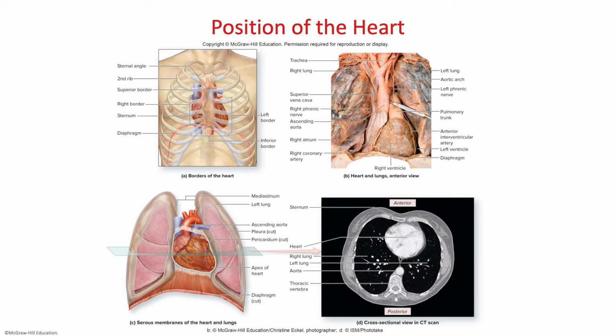This is a look at the position of the heart as it lies inside of your body, and remember again, the right border and left border are always in anatomical position. So the right side of the heart and the left side of the heart are always how the heart would sit in your patient.